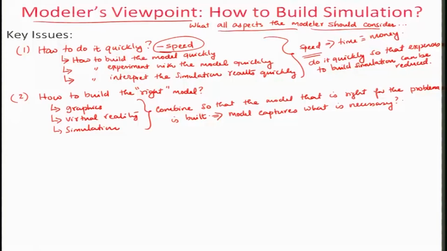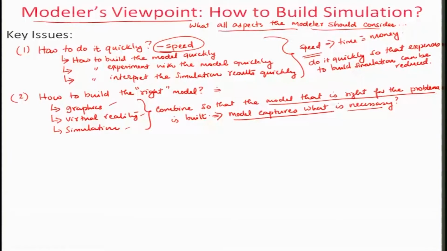Okay. So, what we are doing is we combine graphics, we combine virtual reality, we combine simulation, all of this, so that we can build a model that is right for the problem at hand, or whatever the problem that you are trying to simulate. Then you want to build a model that is right to it, and it ensures that the model captures what is necessary from the system. So, that is building the right model.